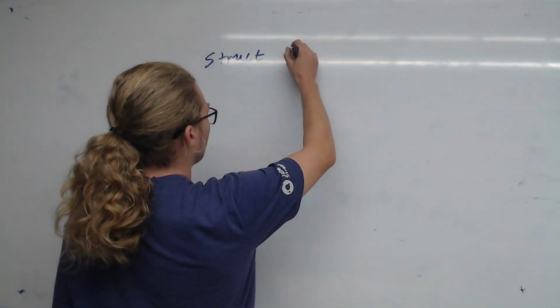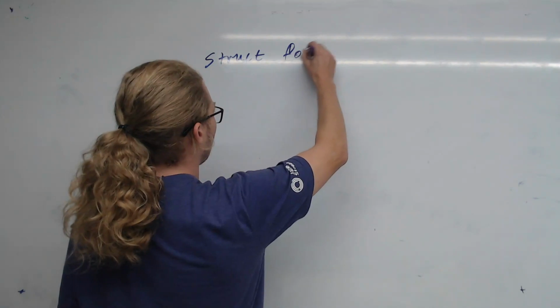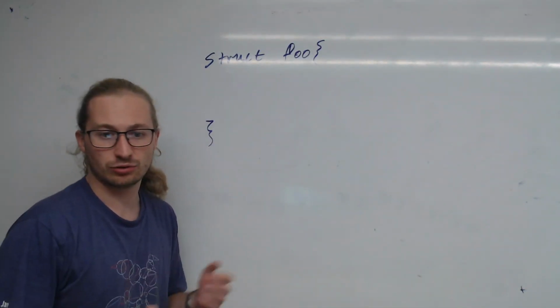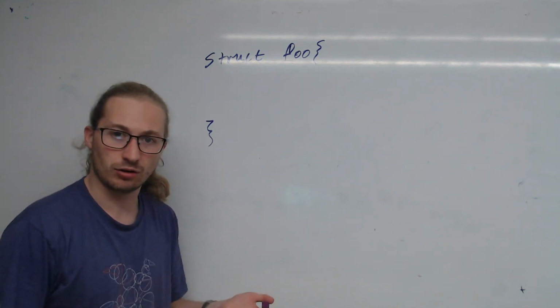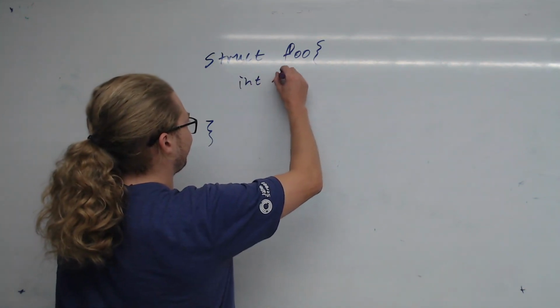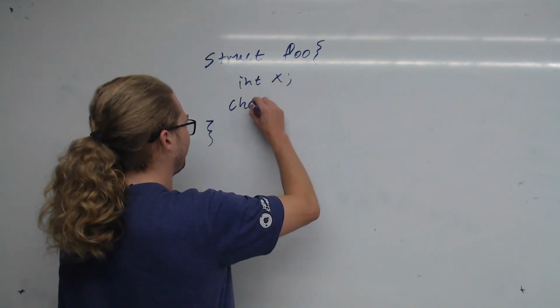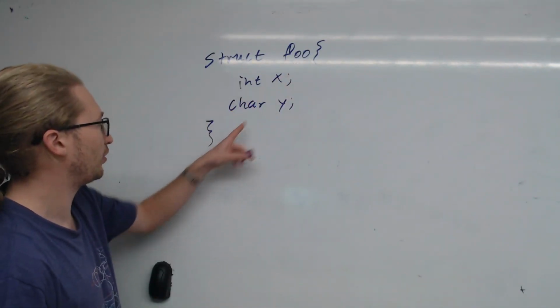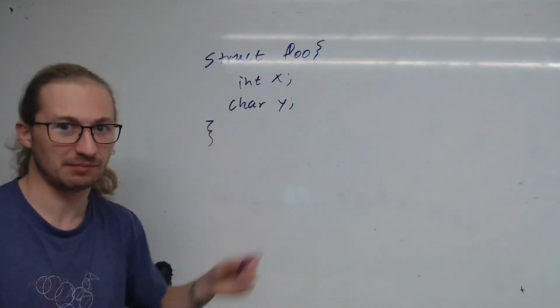I'll call my struct food because I'm particularly unoriginal. And I'll say that my struct has 2 elements, maybe an integer called x and a char called y. Okay, I'm not entirely sure about whether the food goes here or here. I always forget. You should look that up.